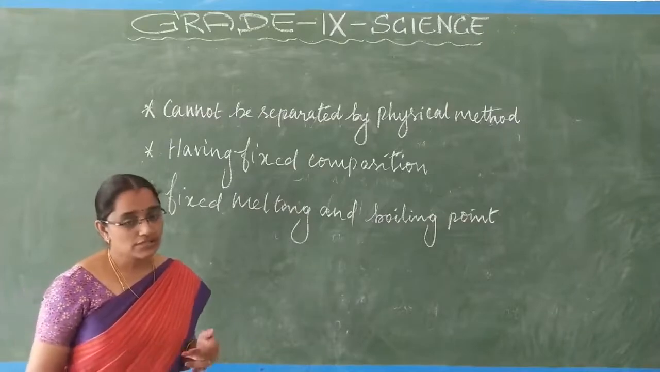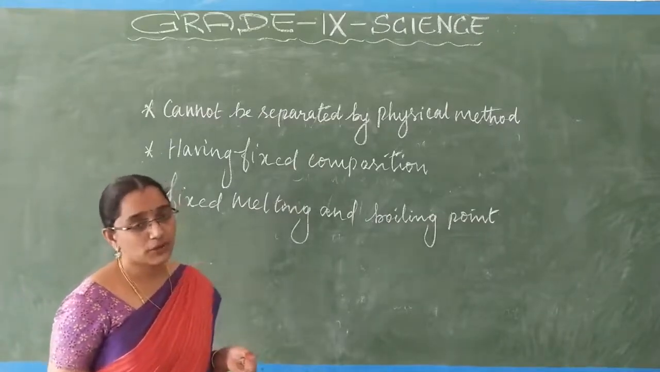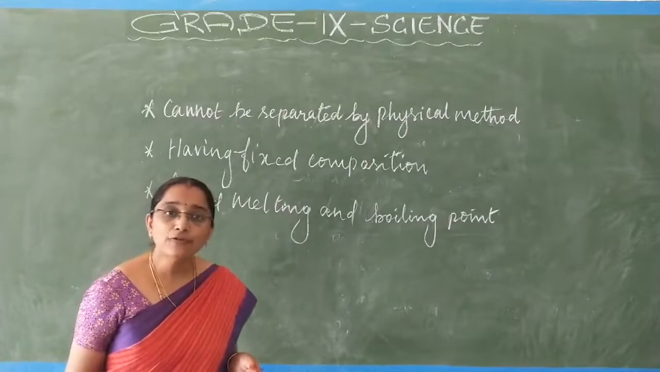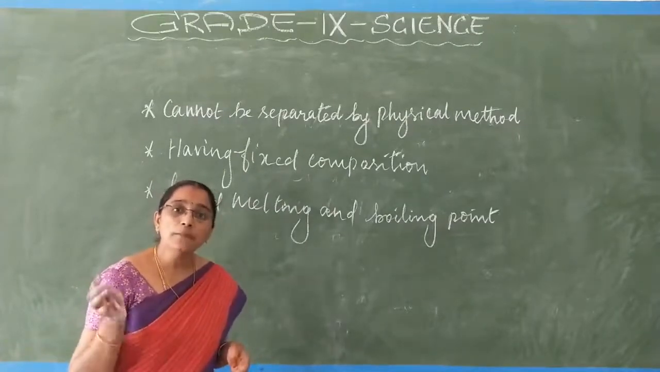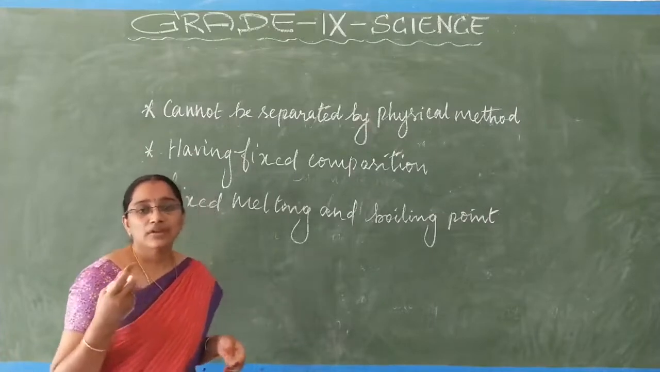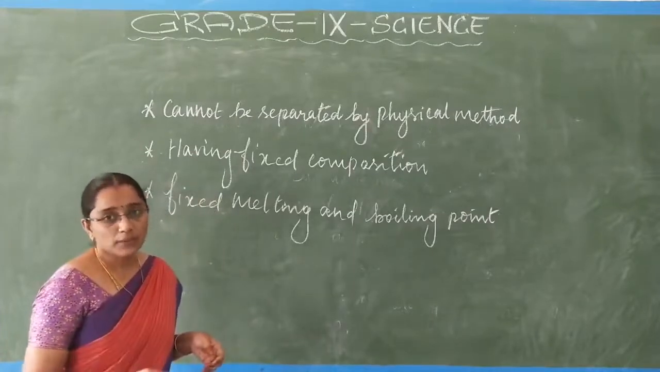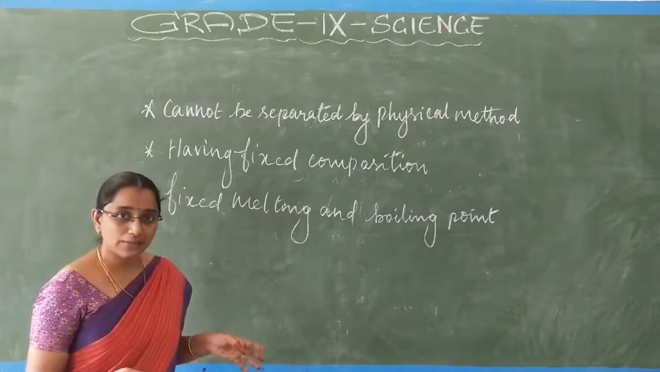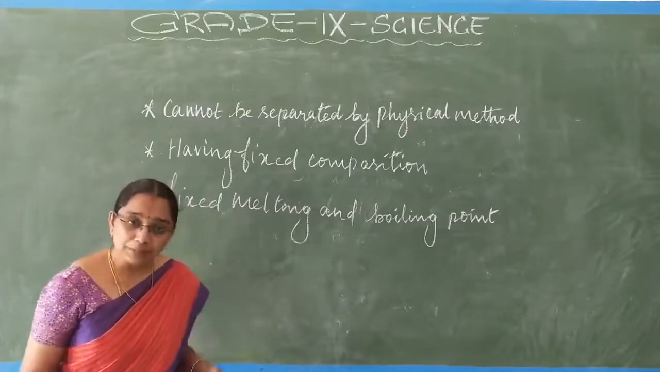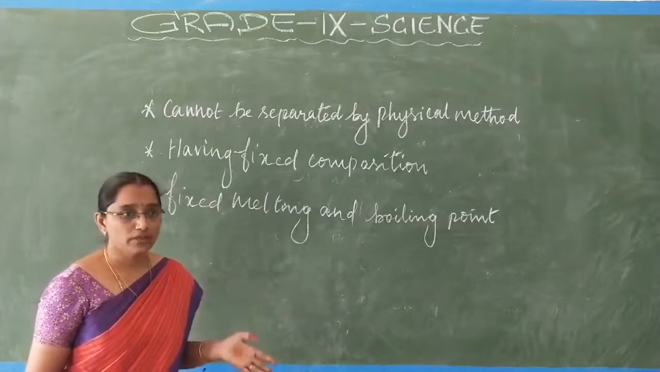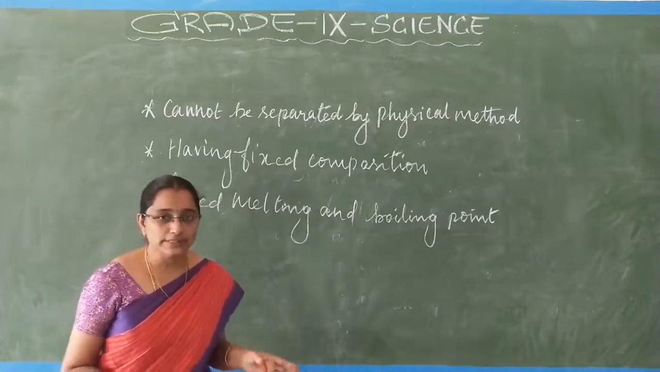So what are the definitions? Until now we have seen the pure substances. A pure substance is made up of only one kind of particles, either atoms or molecules. We cannot separate pure substances by any physical method. It has a fixed composition, and it has a fixed melting point as well as boiling point. Next we are going to discuss elements.